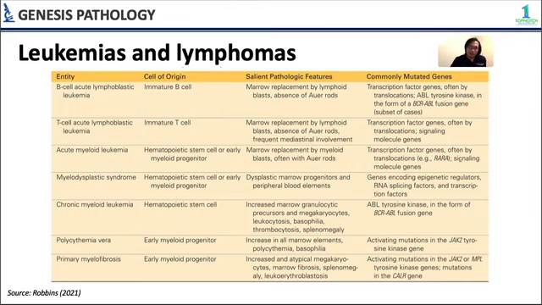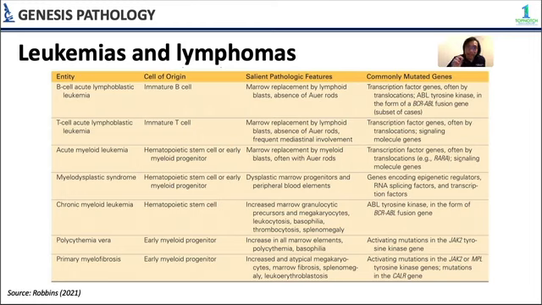Auer rods. What are Auer rods? In your morphology, Auer rods are eosinophilic rod-shaped stuff in the cytoplasm of our cells. That's from your myeloperoxidase. Is there myeloperoxidase in lymphocytes? None. In lymphoblasts, none. So, there are no Auer rods in lymphoblastic leukemias. Okay? T-cell, of course, from T-cells. T-cell acute lymphoblastic leukemia.